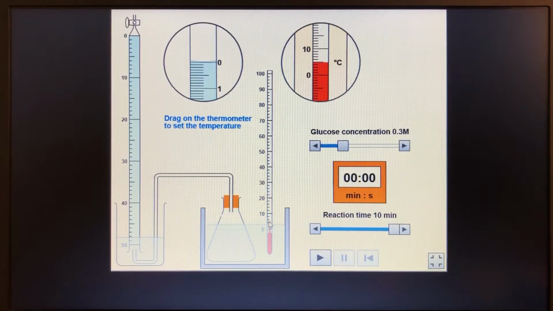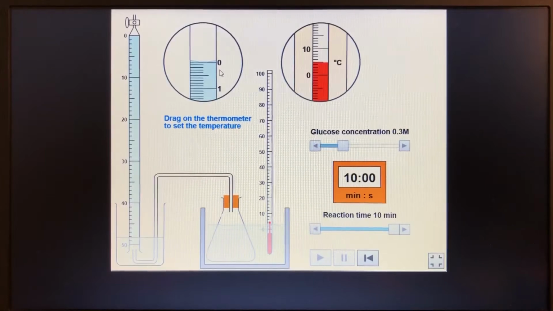I probably should have looked to see what was on my table of results, but never mind, hopefully I'll collect enough results. Okay, so I'm going to go play, and you can see the bubbles filling up in the burette here, although we have no bubbles being produced. That must be a fault in the model there. They've produced bubbles to show that the experiment's working, I suppose, but we haven't actually collected any. So at 5 degrees C we had no gas produced.